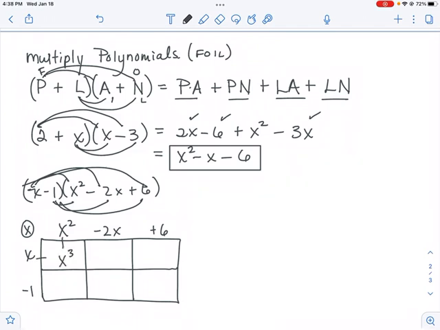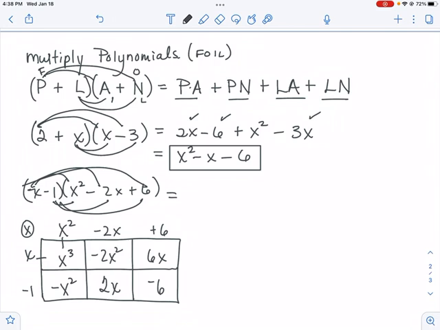X times negative 2x is negative 2x squared. X times 6 is 6x. X squared times negative 1 is negative x squared. And then negative 2x times negative 1 is 2x. And then negative 1 times 6 is negative 6. I'm going through this quickly. I'm hoping I don't make any mistakes here.